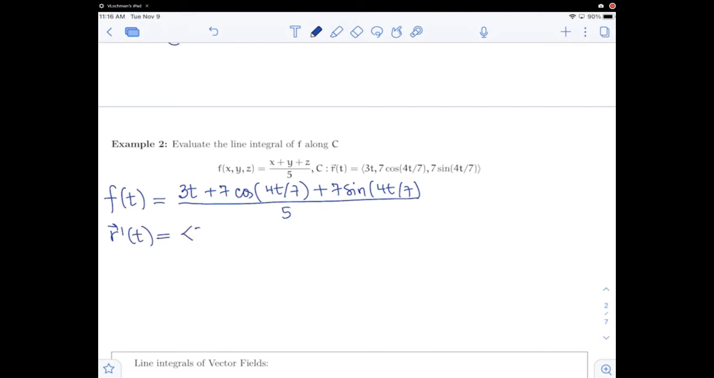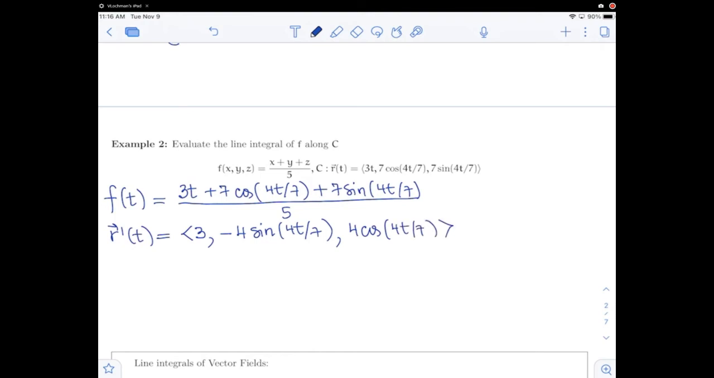What is it in this case? This is 3 times what? Okay, so this would be negative, right? The derivative of cosine is negative sine. And then 7 times the derivative of the inside, which is 4 over 7. So that 7 is gone. That's going to be negative 4 sine of 4t over 7. Okay. And then over here, similarly, we're going to get 4 cosine of 4t over 7.